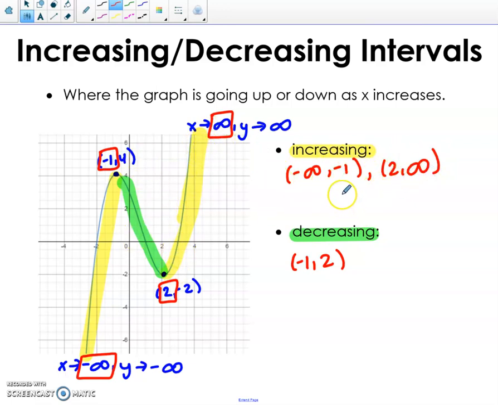Notice that whenever we're writing our intervals, whatever number we stop at, we pick up at in the next interval. We increase to negative 1, so our next interval starts at negative 1. And then we left off at 2, so our next interval starts at 2.